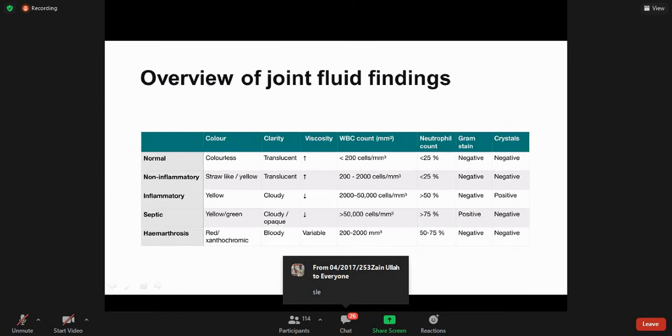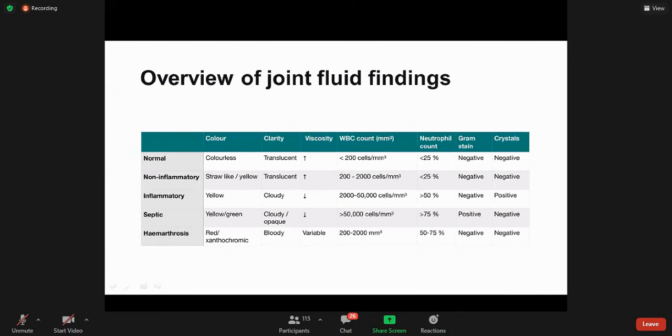Now the next group is SLE, okay, good. And the third is the septic. In the septic, it's very clear that we are talking about infection. That is also called osteomyelitis. So the fluid color could be yellow or green, the appearance would be cloudy and opaque, and the cell count will be even more than the inflammatory. You can see it is more than 50,000, and neutrophil count is also very high, and gram stain is positive. It's bacterial infection, and the crystals are negative.